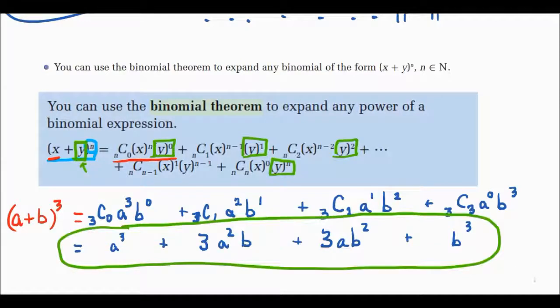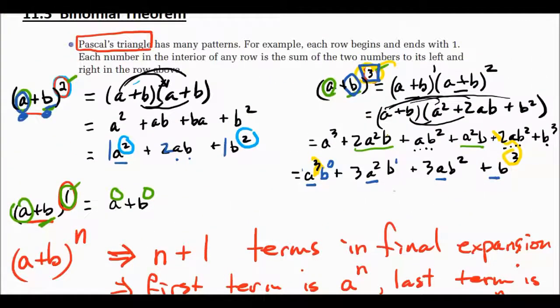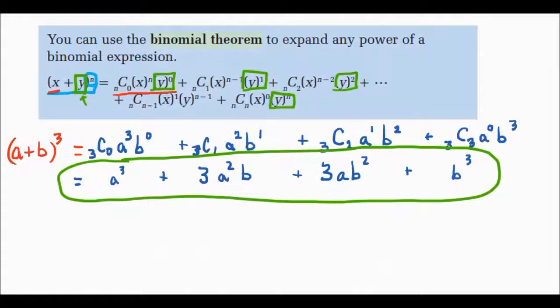Now, is this what we had before when we did it manually? Looks pretty good right there. It's the same as this right here. Okay, binomial theorem.